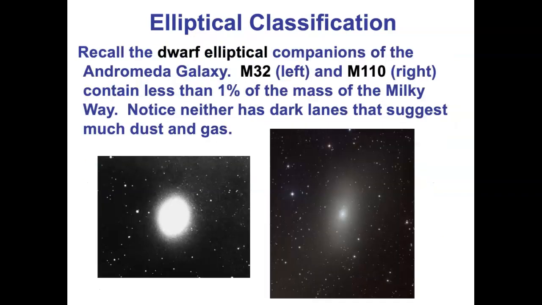I've got a picture. There we go. Okay, so here are a couple of dwarf ellipticals. These are those same dwarf ellipticals that are orbiting around Andromeda, right? M32 and M110. What do you notice? Well, it's a ball of stars. Sometimes that ball of stars is more round. Sometimes it's more oval shaped, more elliptical, hence the name.